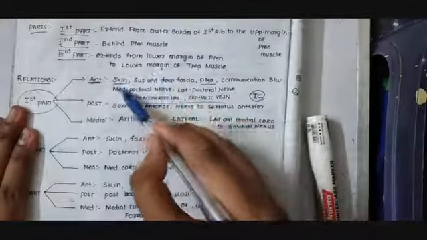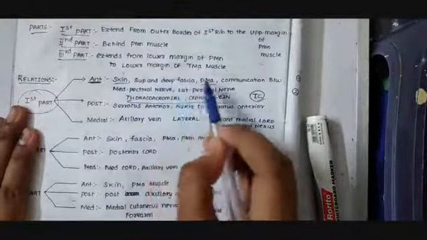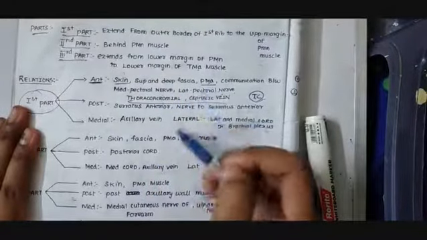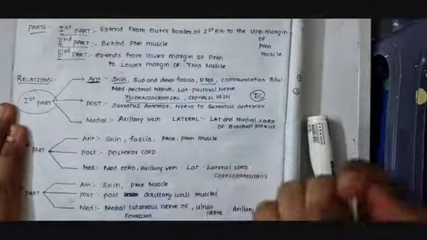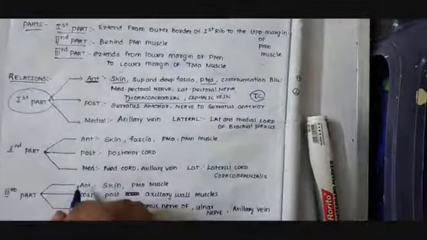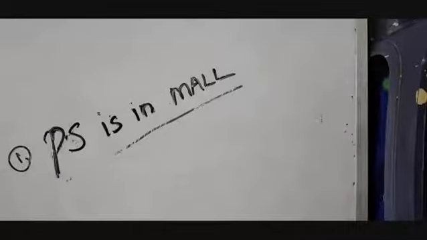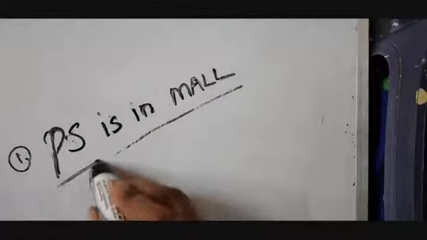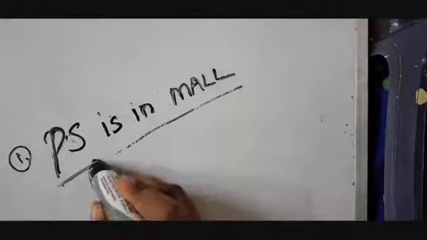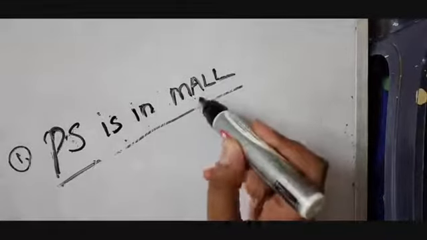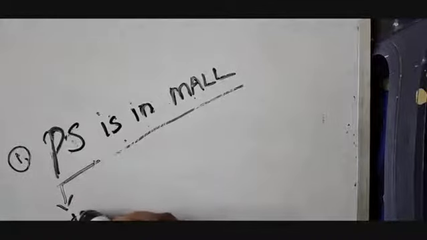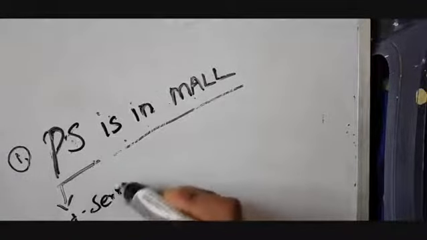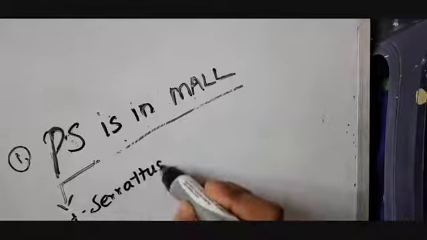This anterior relation, that is skin, superficial fascia, deep fascia, pectoralis major muscle, almost remains the same for the remaining two parts of the axillary artery. Okay, for the remaining relations of the first part of the axillary artery, just remember that my personal secretary, PS, stands for personal secretary, is in the MALL. This personal secretary: P stands for posterior relation, S stands for serratus anterior muscle.